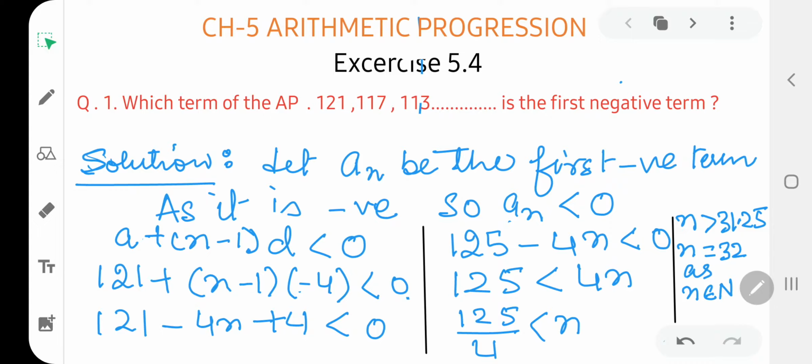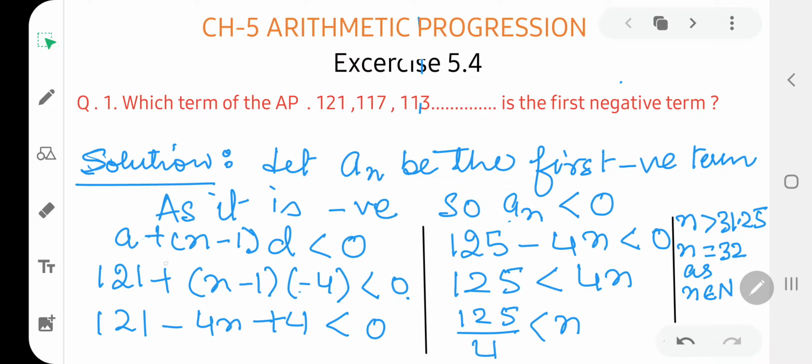When we move along this AP, since this is a decreasing AP, somewhere we will definitely start with a negative number. So let's say that the nth term is the first negative term. We don't know at which place the negative terms will start. As it is negative, an must be less than 0.